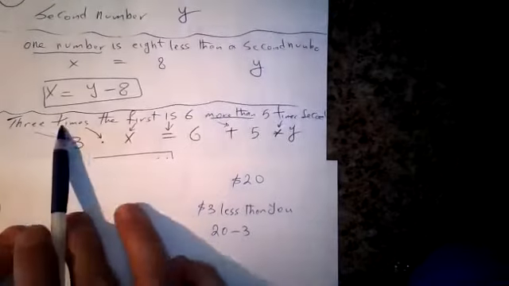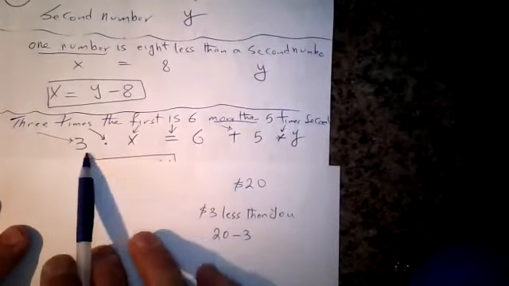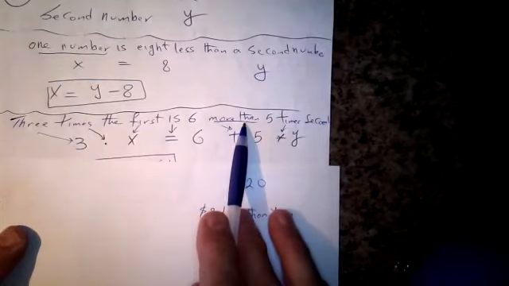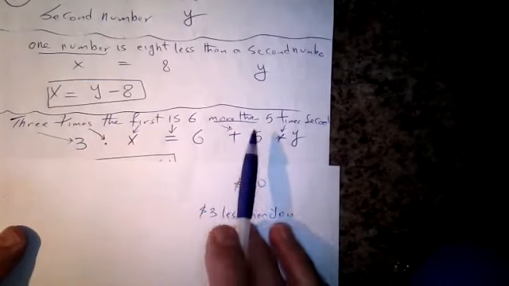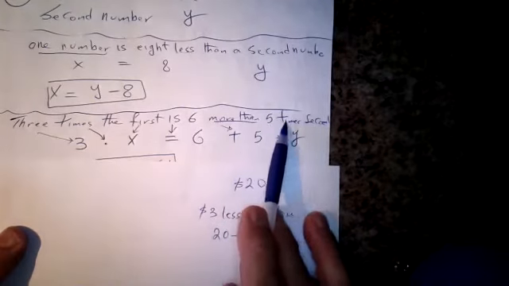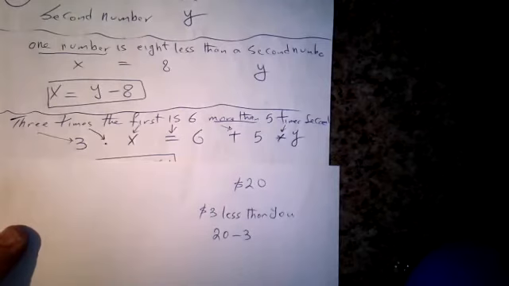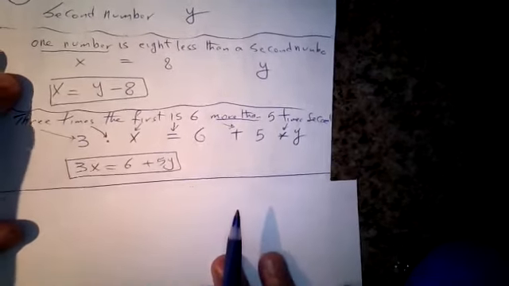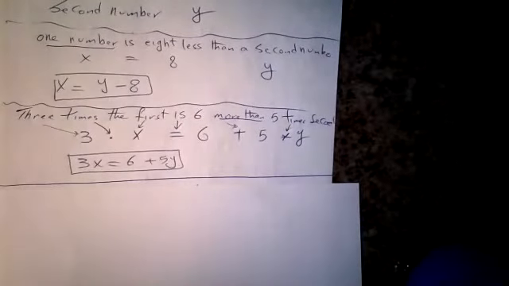The second translation is this. They are saying 3 times the first, 3 times the X, is equal to 6 more than, which means positive, 5 times the second. 5 multiplied by the second. See the translation of that one here? So now you have 2 equations and 2 variables.